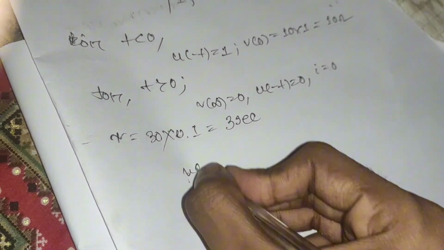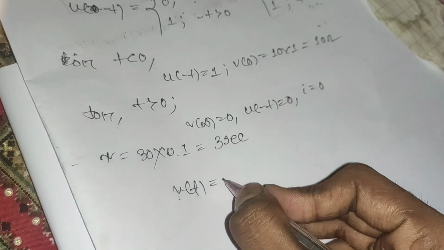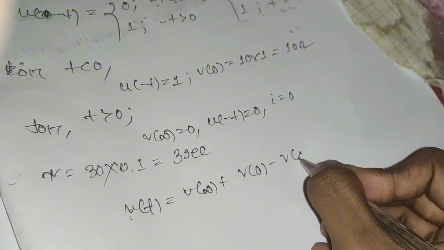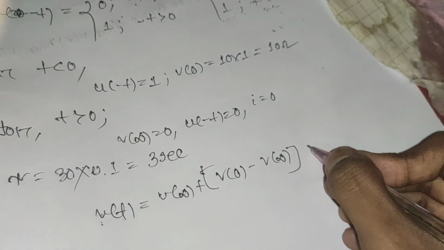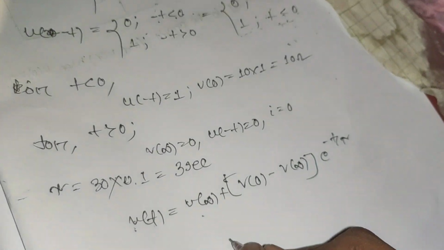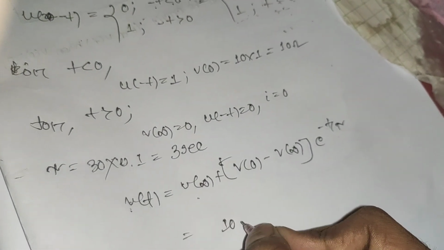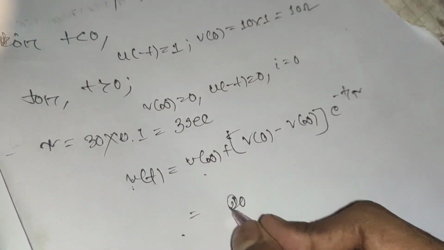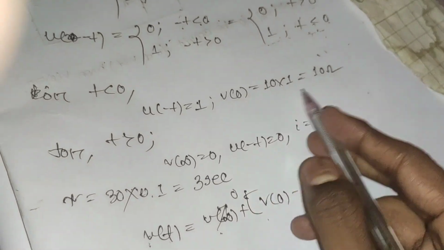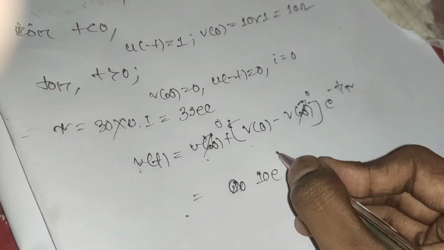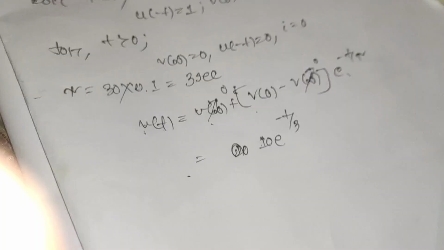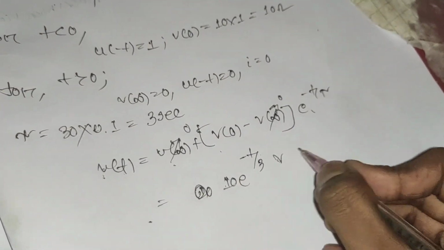So if we want to calculate the voltage equation, it will be V(t) = V infinity plus (V0 minus V infinity) e to the power minus t by tau. What is the value of V infinity? It will be 0. What is the value of V0? The value of V0 equals 10. So 10 e to the power minus t by tau, and tau equals 3, right? So V(t) = 10 e^(-t/3) V is the answer of V(t).